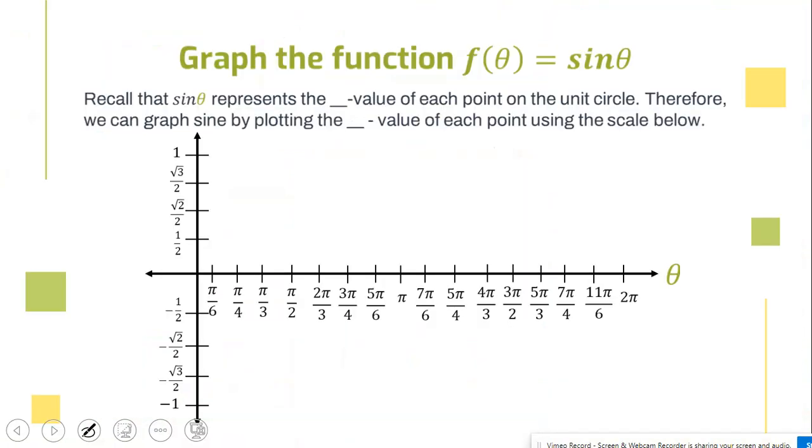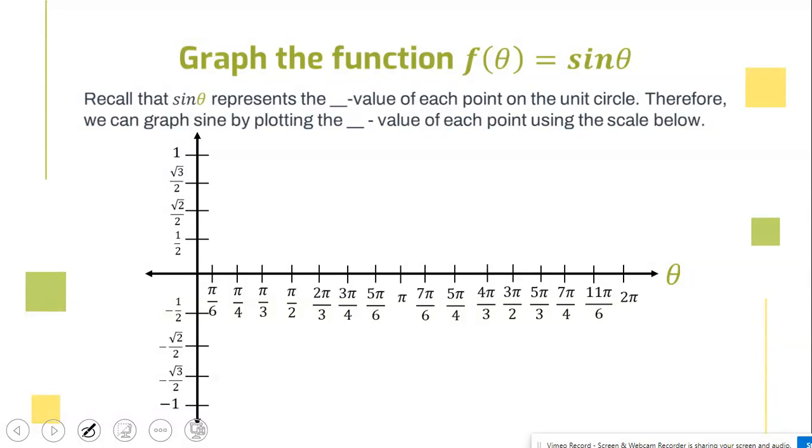Okay, so we are going to graph f of theta equals sine theta. We're going to graph the sine function. Now, we know how to find sine of a bunch of different values. We know how to evaluate, but do we know what the graph looks like? No, that's the goal of today.